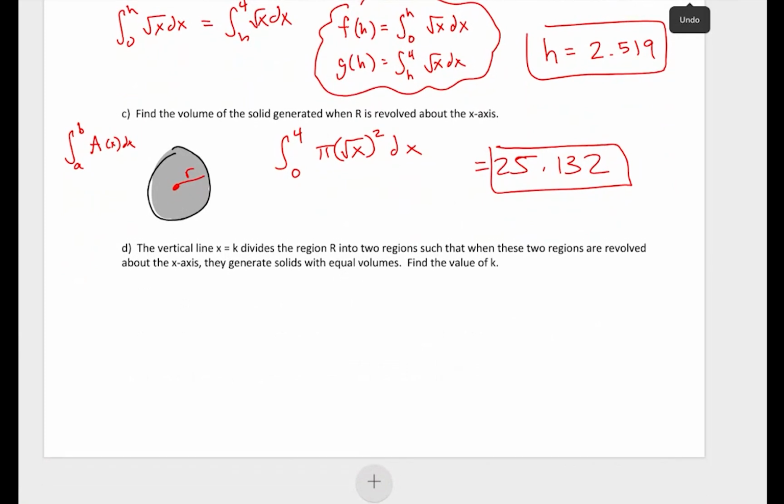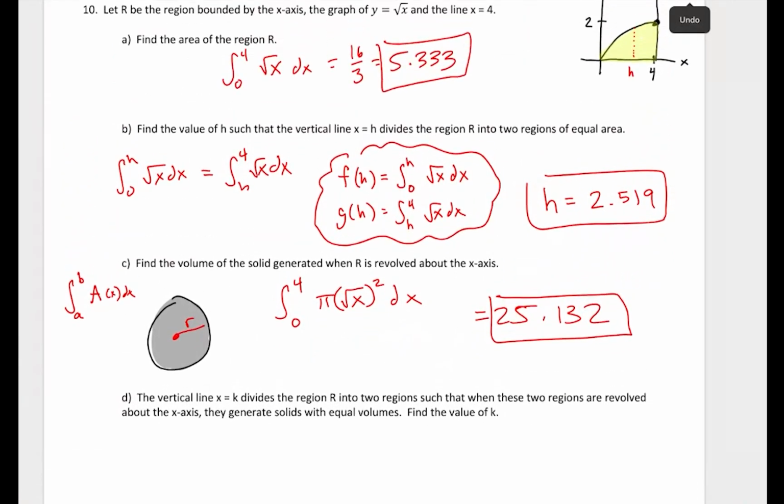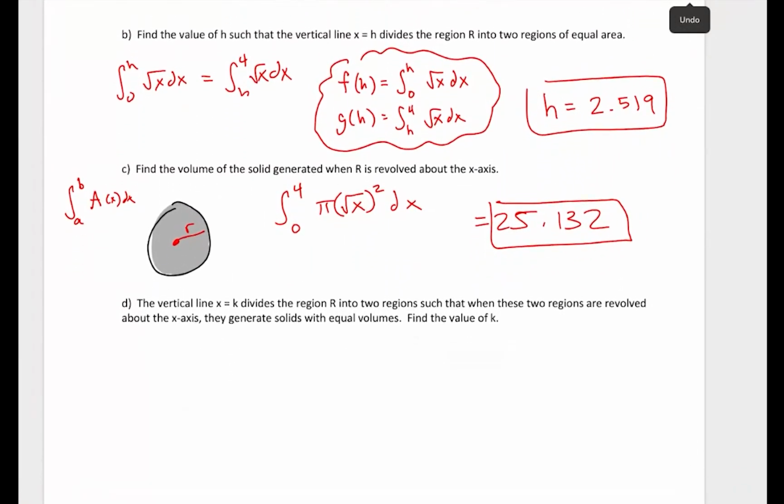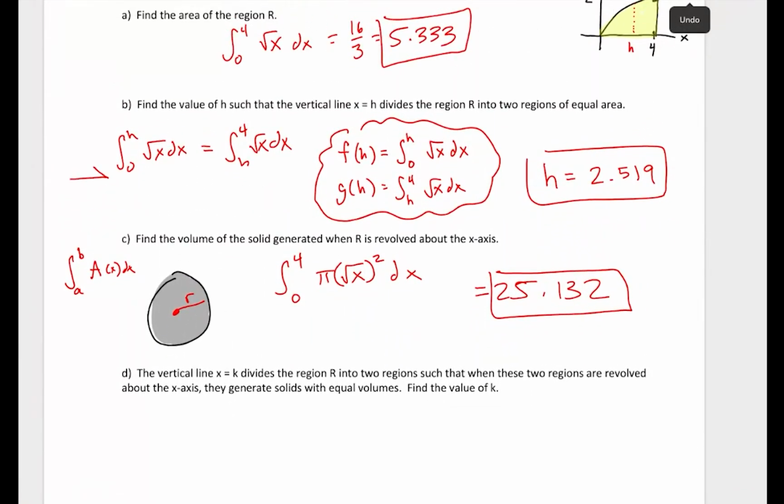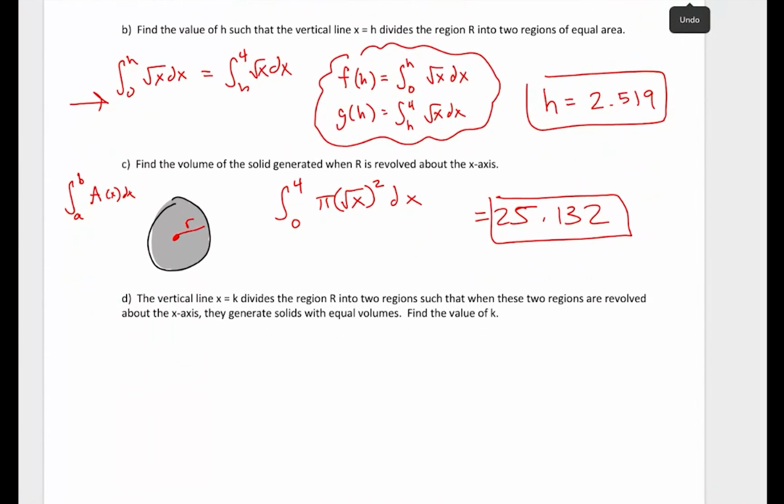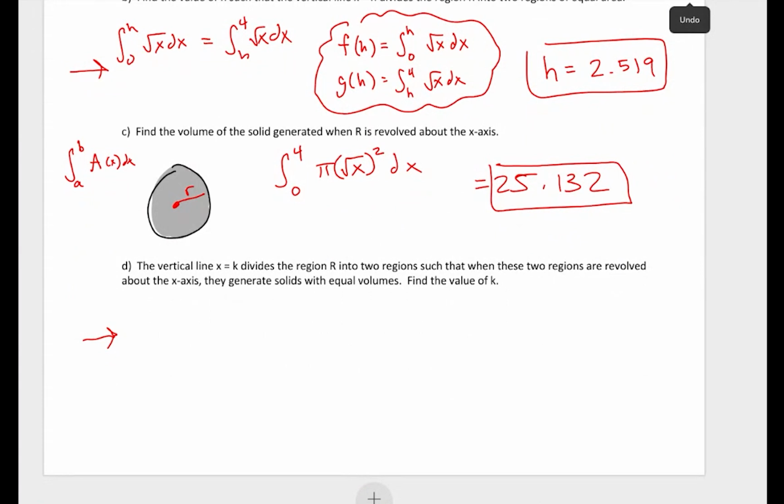D, the vertical line x equals k divides the region R into two regions such that when these two regions are revolved around the x-axis, they generate solids with equal volumes. Find the value of k. Okay, same kind of idea here. We're going to take that shortcut. The two regions are the two volumes that we want to be equal to each other.